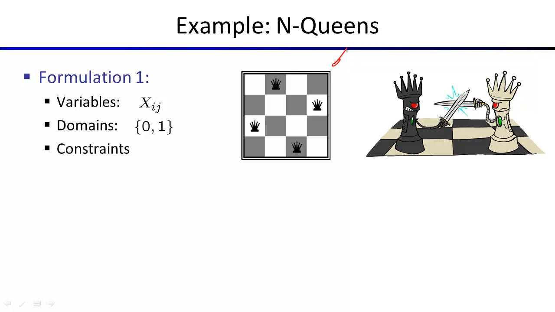Constraints. Now we have to encode somehow that no two queens can attack each other. You do this in the explicit way, which is what we're doing here. Implicit would just be a piece of code that checks these things.